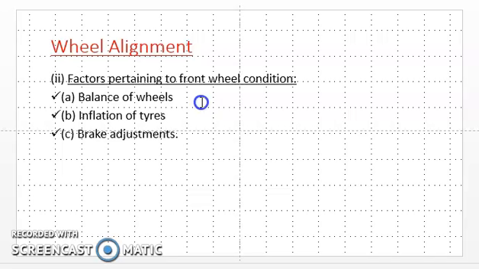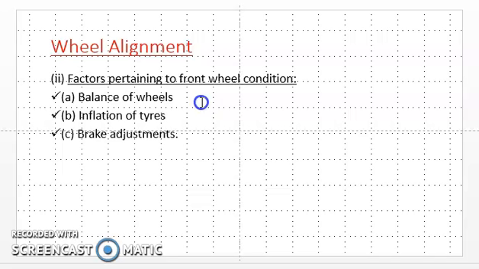When the thrust angle is zero, the rear wheel follows the front wheel properly. You should understand it like this: when the thrust angle is zero, the rear wheels follow the front wheels properly. If the thrust angle is not zero, if it has some value, at that time the rear wheel is not following the front wheel. In this condition, all four wheels should be parallel to the frame. This is also called tracking.